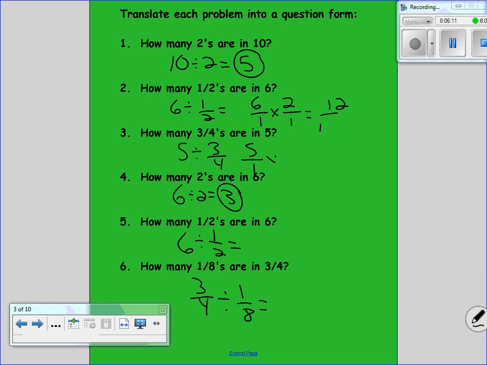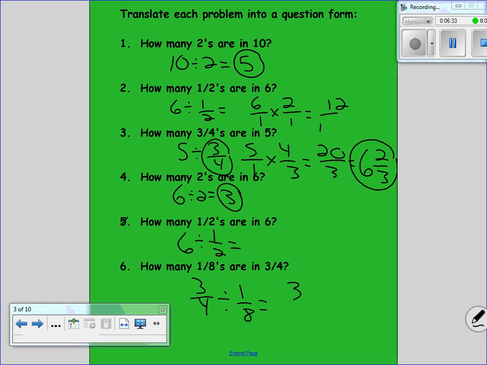5/1 times 4/3, the reciprocal of this number. We have 20/3. How many 3's go into 20? 7? Nope. 6 2/3. Down here, we have 6.5. We've already done that problem, so let's do this bottom one.